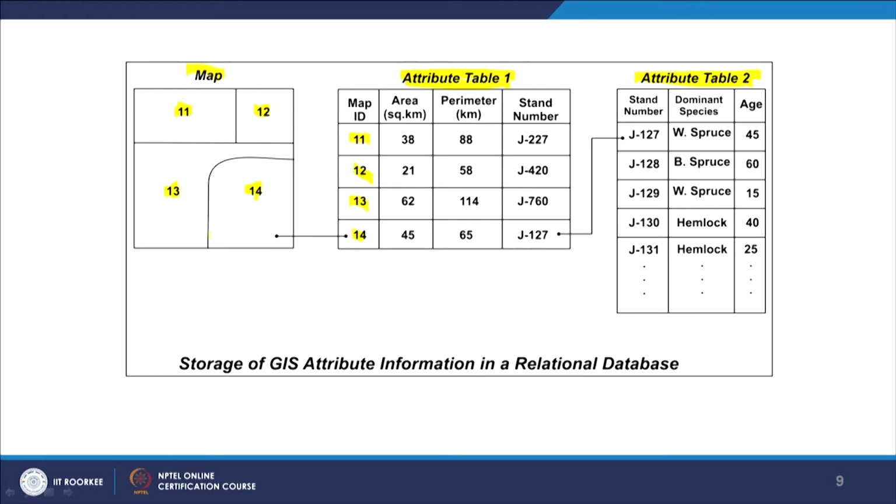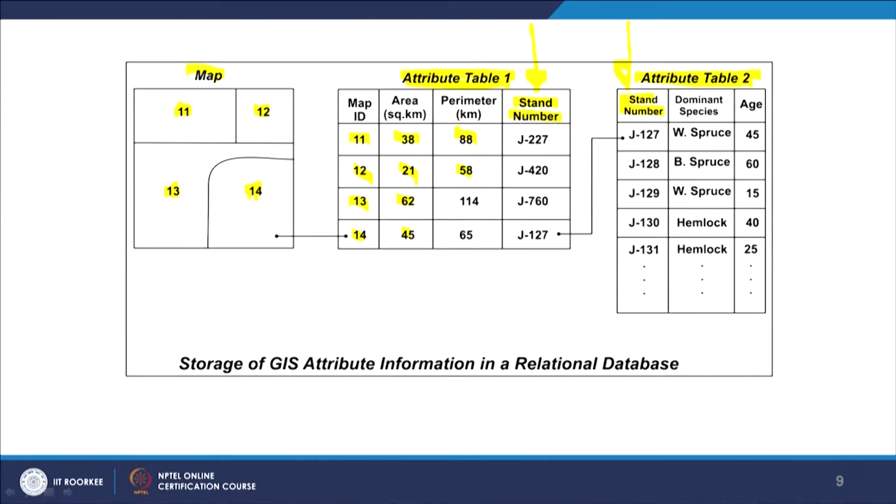Then against each of these polygons I have area information, perimeter information, and a unique field, the stand number, a common entity which I am looking at. This is my common entity, the stand number, because this stand number is also given in table 2 with the same characteristics or in the same format, if we talk from an Excel point of view. If that field or column has the same characteristics or same format, then I can correlate or relate these two tables very easily.